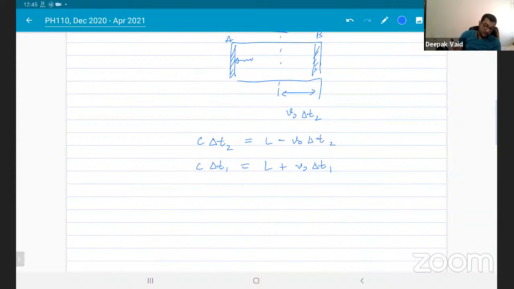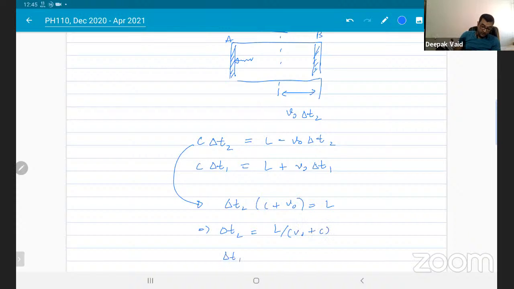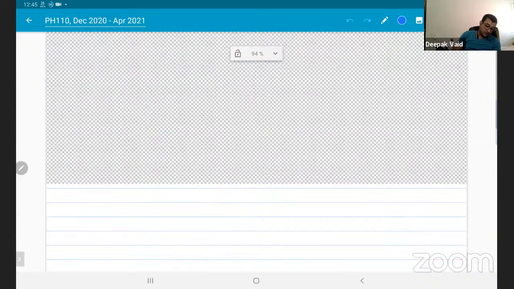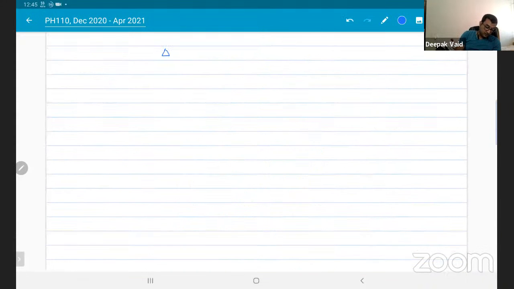Now what do I do? Now I can solve both of these expressions for delta t1 and delta t2. If I solve this expression for delta t2, I get delta t2 times (c plus v naught) is equal to L, which implies that delta t2 is equal to L divided by (c plus v naught). In the same way, delta t1 is equal to L divided by (c minus v naught). Okay. So delta t1 is equal to L over (c minus v naught). Delta t2 is equal to L over (c plus v naught).